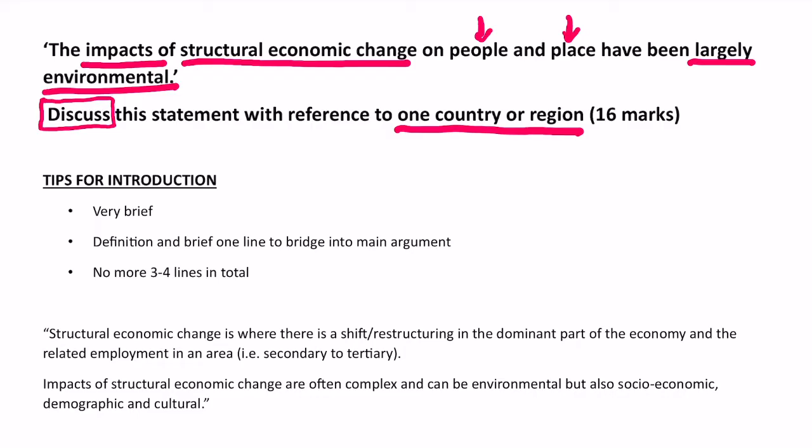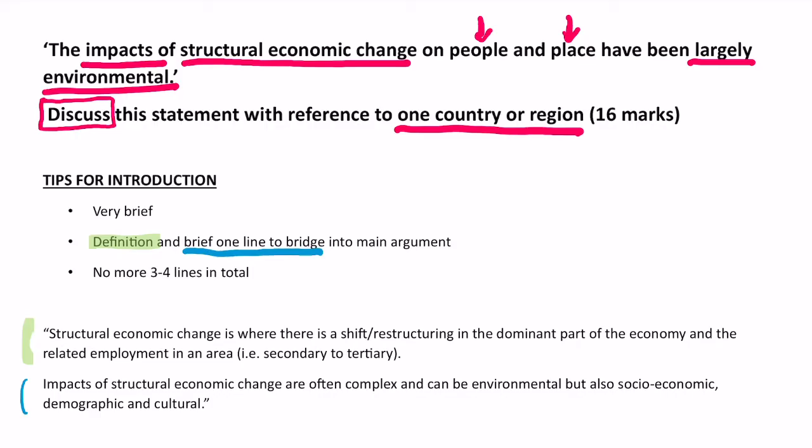I understand what I'm trying to answer, and then I'm going to start with an introduction. My key tips for an introduction would be that we would keep it very brief. I want to start with a definition of any of the key terms I think are really important. And I've done that here at the start of my argument by talking about what structural economic change is. It's only a sentence long, but I've got a really punchy definition there of what structural economic change actually is. I then need a brief one line to bridge into the argument. And here, again, I've said that impacts are complex from structural economic change. They can be environmental, but there are also ones we can consider in my argument.